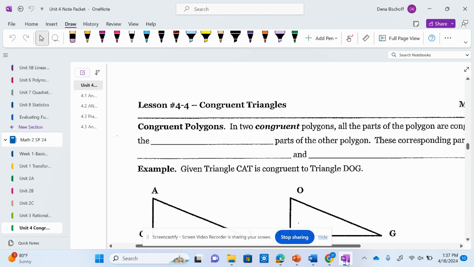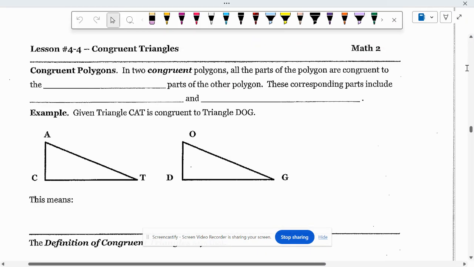Page 21. So now we're really focused on geometry.